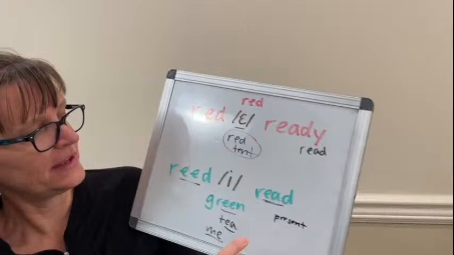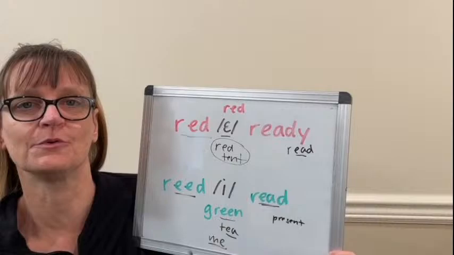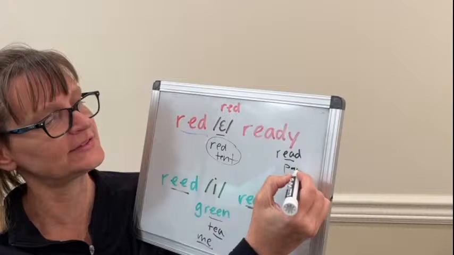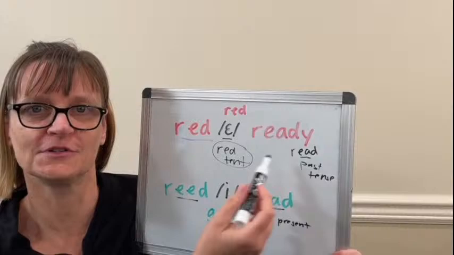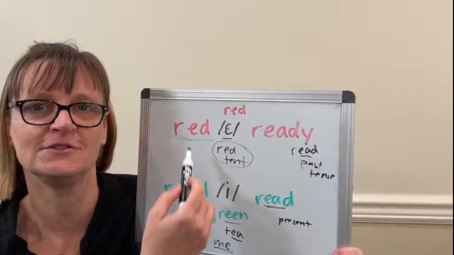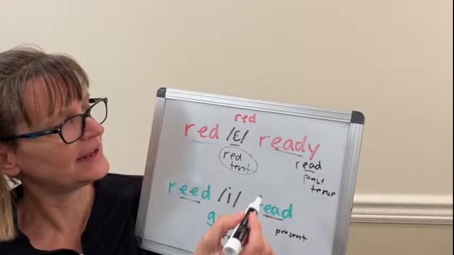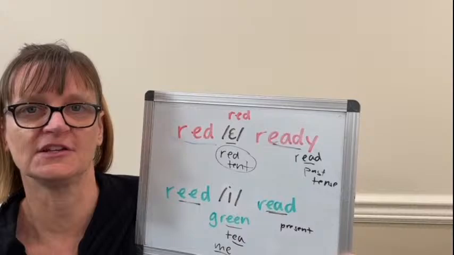This one doesn't follow the rule. So typically if we see EA, we would expect the E vowel. But in the past tense, I read that book yesterday, we have a strange spelling and we change the pronunciation. So I don't change the spelling for read versus read, present tense versus past tense, but I do change the vowel from the E to the E. So that can be confusing. We also then have the word ready, which uses the E vowel and this alternative EA spelling. So no wonder it's confusing, right?